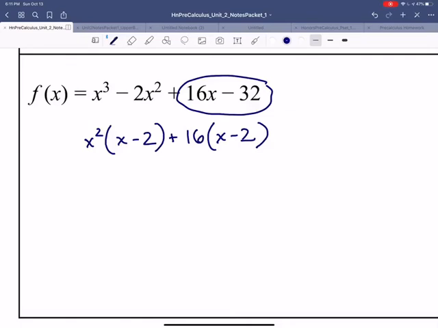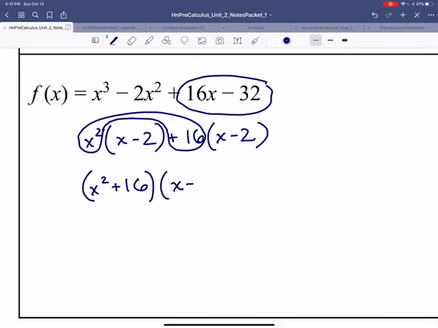So we can use the distributive property in reverse, and we can group x squared plus 16 together multiplied by x minus 2. And then we can use what we know about factoring sums of squares. This is x plus 4i multiplied by x minus 4i multiplied by x minus 2.